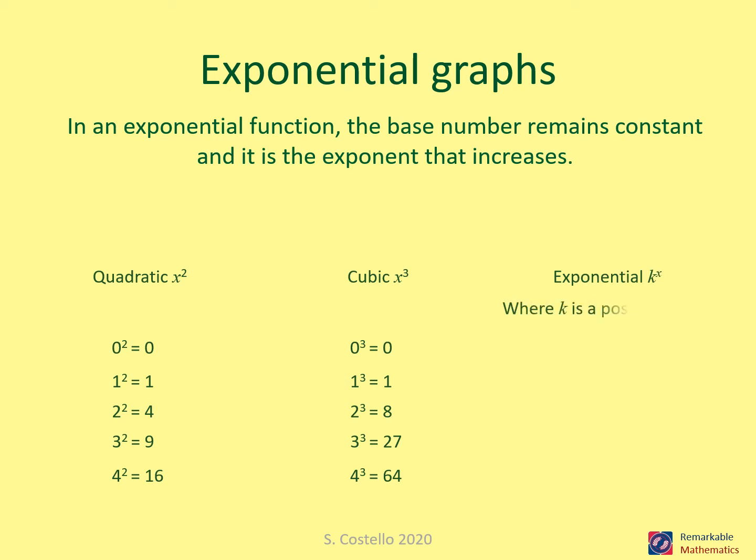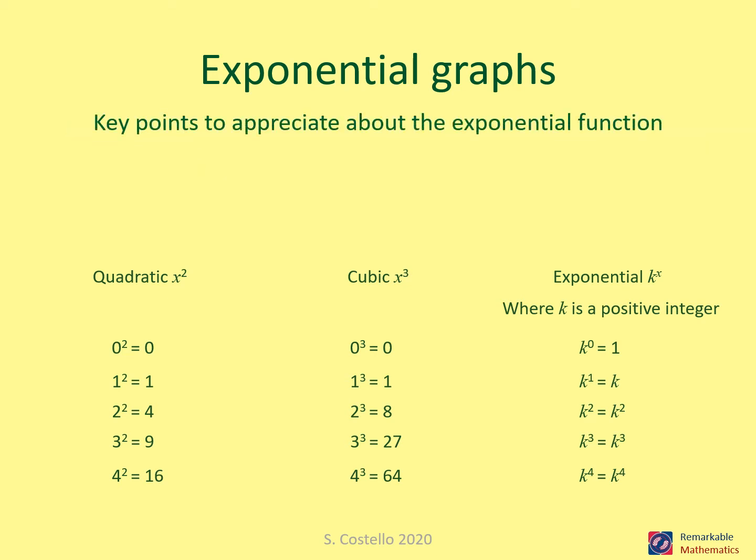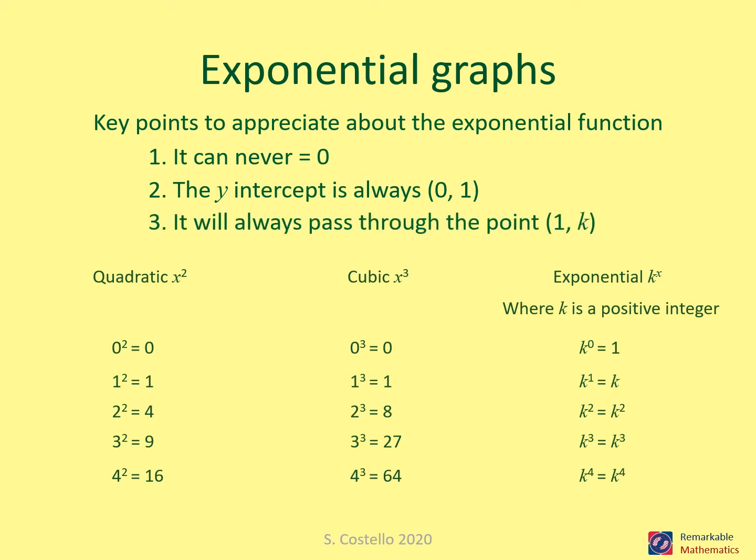So for an exponential function, k to the x, k is a positive integer, the k remains constant. It's the power, the exponent, that goes up each time from 0 to 1 and carry on. So x is the value of the exponent. Key points to appreciate about an exponential function: it can never equal 0. The y-intercept is always 0, 1. We get that from k to the 0 is 1, anything to the power of 0. And it will always pass through the point 1, k, because k to the 1 is k.